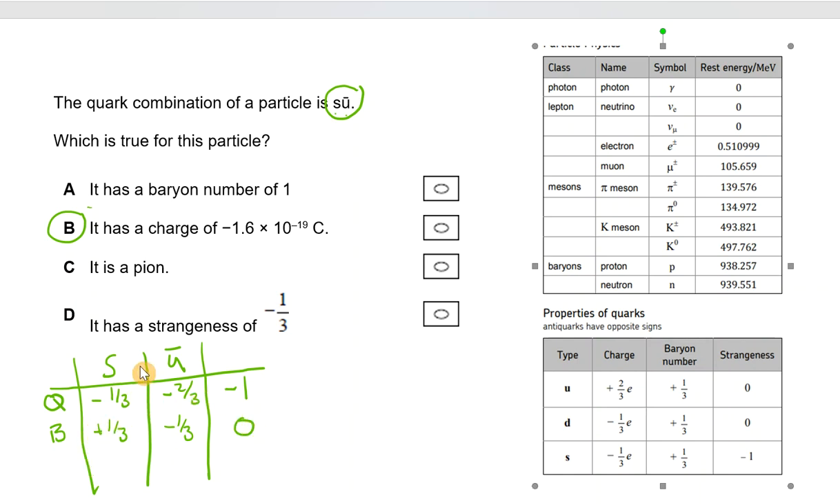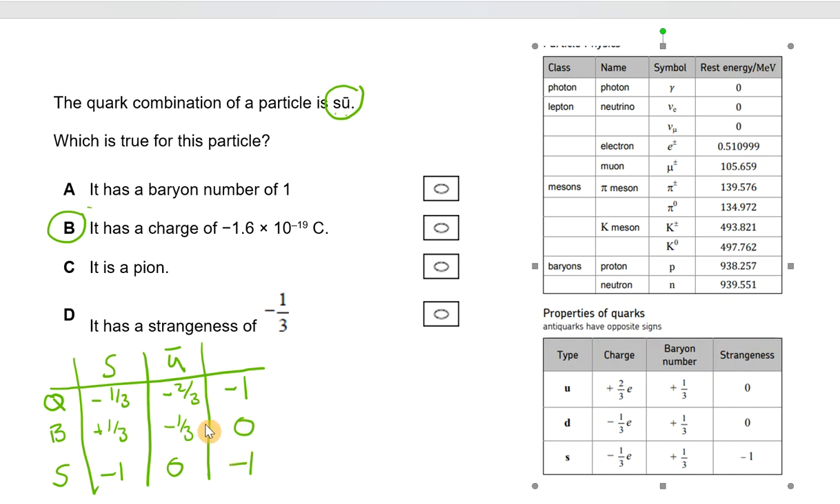So we perhaps could answer a few of these questions. Oh, strangeness, forgot about strangeness, blimey. Okay, so strange quark has strangeness of -1. An up quark has strangeness of 0, so an anti-up also has a strangeness of 0. So the strangeness is -1.